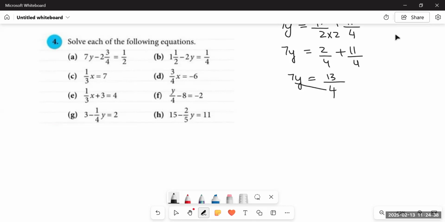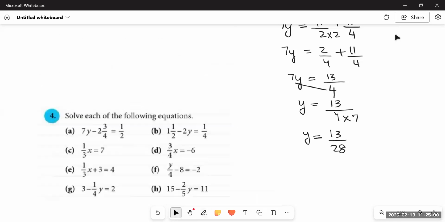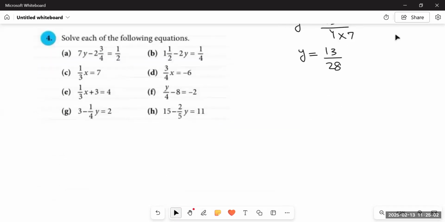And we have already learned these things in different chapters like ratios, that we cross multiply the numbers. So it would be y is equal to 13 upon 4. 4 will be multiplied with 7. Right? 7 will be moved from the numerator to the denominator. So the answer would be 13 upon 28. Right? And since it's not an improper fraction, we need not convert it into a mixed number.